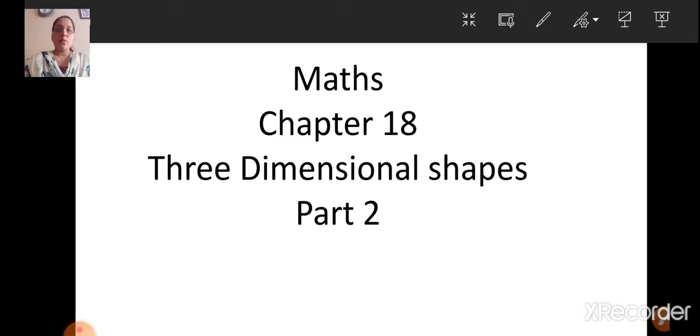We'll continue with the same chapter, that is chapter number 18, three-dimensional shapes. Let us revise what we have learnt in our previous class.